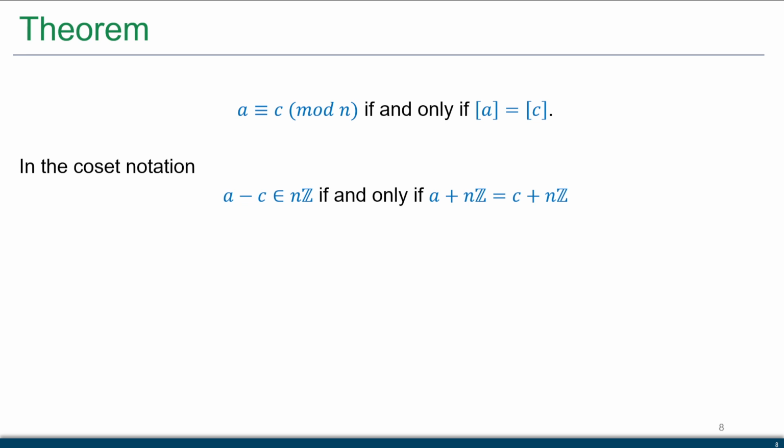So we say A is equivalent to C mod n if and only if the congruence class of A is equal to the congruence class of C. So this is an if and only if statement, so it works in either direction. So if I have A is equivalent to C mod n, then this means that the congruence class of A is equal to the congruence class of C. If I have the congruence class of A is equal to the congruence class of C, well, then this also means that A is equivalent to C mod n. And of course, down below, we just have the same thing in coset notation.